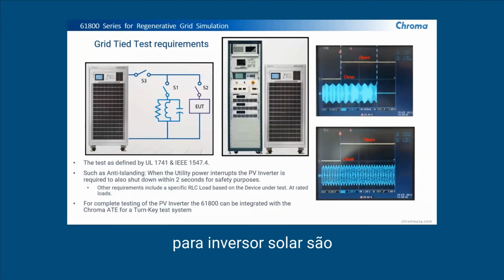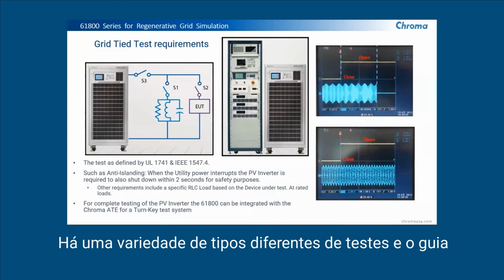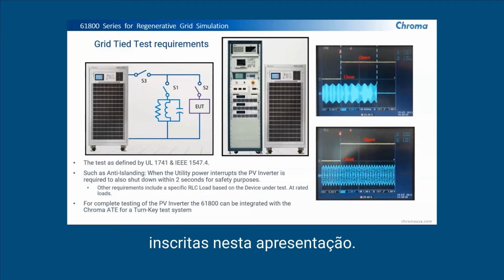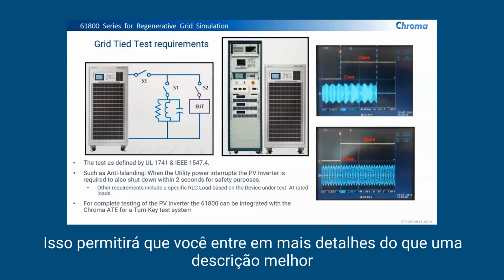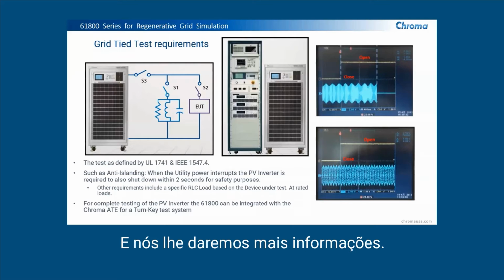Some of the test requirements for a PV inverter are defined by standards such as UL 1741 and IEEE 1547. There's a variety of different types of tests, and the guide that we'll supply to any of the people registered for this presentation will allow you to go into more detail, a better description of the tests, and give you more information.